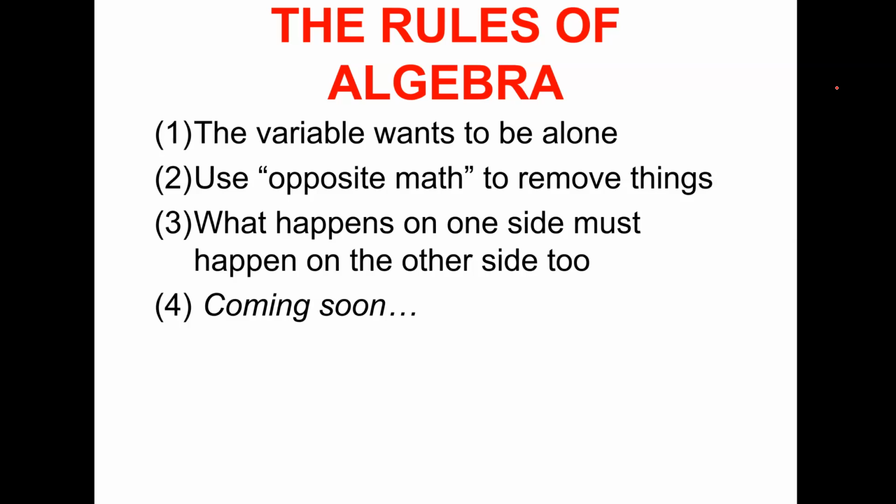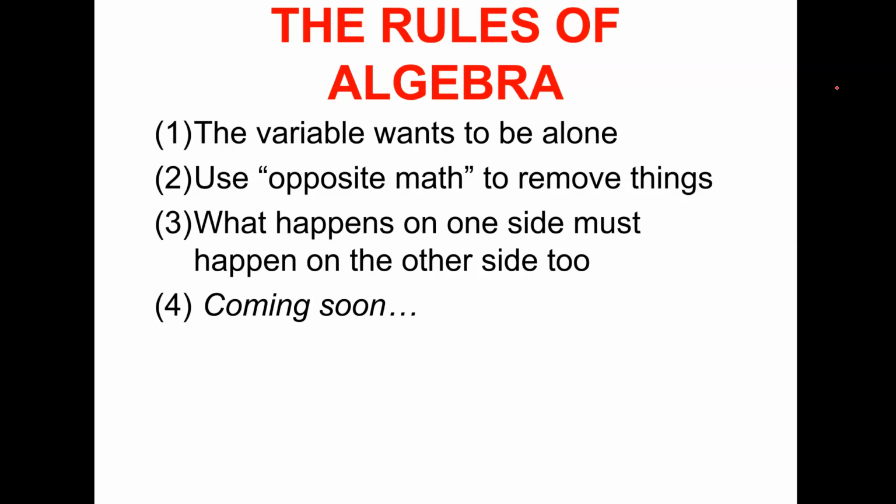Finally, what happens on one side of the equal sign must happen on the other side too. You can't just take away 3 or multiply by 5 on one side of an equation. Whatever you do on one side, you have to do to the other. There is a fourth rule that's coming soon. We don't need to worry about it yet.